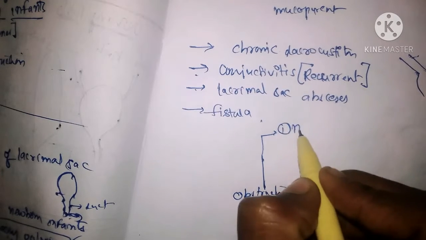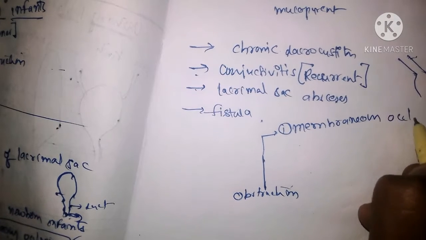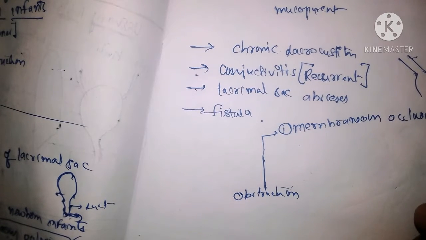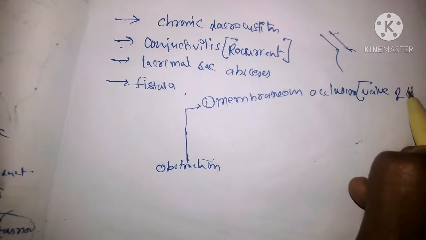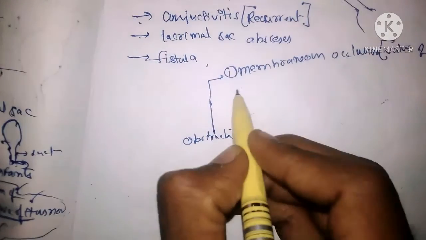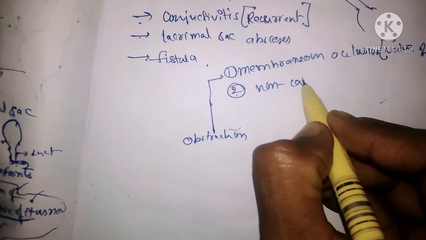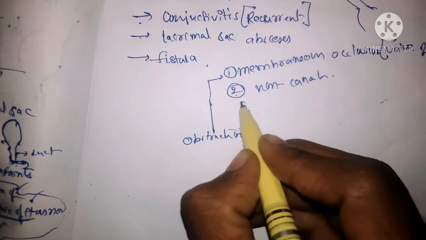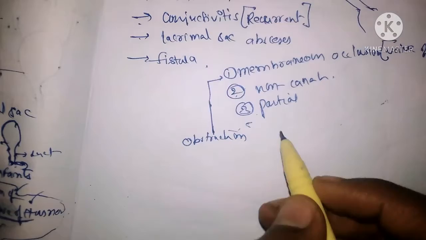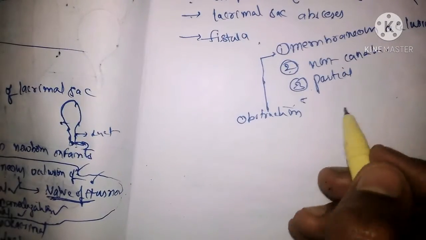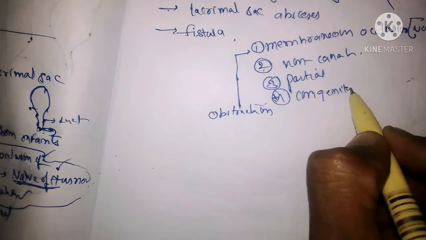The first one is membranous occlusion. This occlusion is present at where? Mainly the valve of Aschner. Clear? Or sometimes there will be non-canalization of the nasolacrimal duct. Or sometimes there will be partial occlusion. Okay? And sometimes there will be congenital blockage of the nasolacrimal duct.